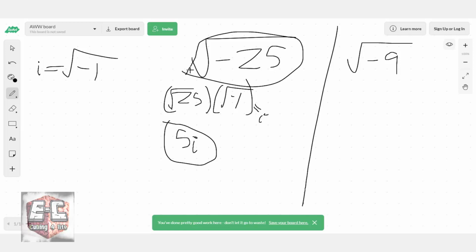And it's the same concept with the square root of -9, you just factor it out. The square root of 9 is 3, and then you'll have the square root of -1, so it would go to just 3i. So imaginary numbers are really simple, and they're really not that hard to do.